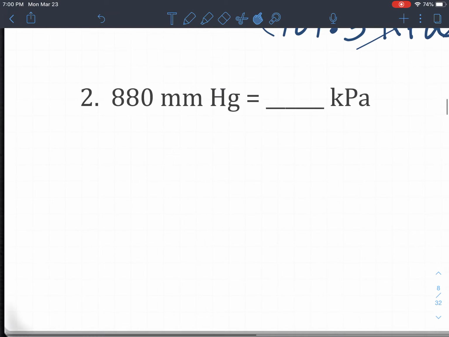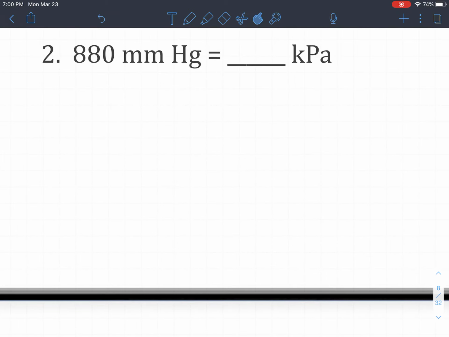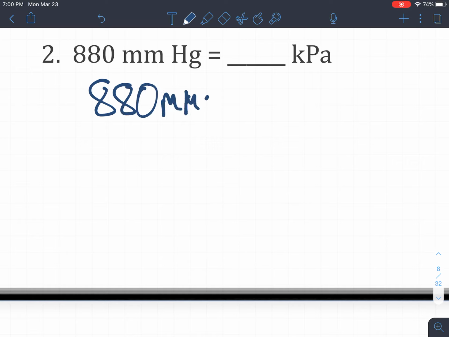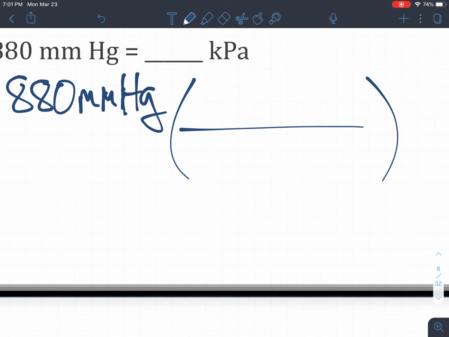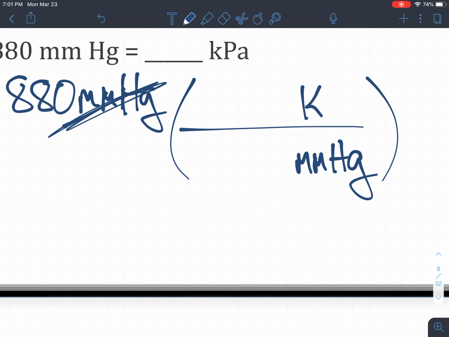If you take a look at the next one, I believe it's number 1 on your page, we have 880 millimeters of mercury, so I'm going to write down the given, 880 mmHg, and we're converting to kPa. So immediately you want to be able to cross off this millimeters of mercury, so that goes into the denominator of this conversion factor. And our desired unit, kPa, goes up top.